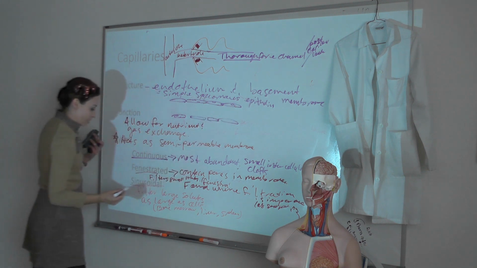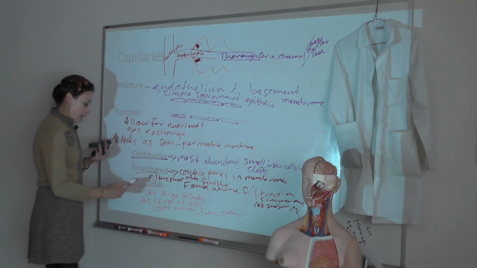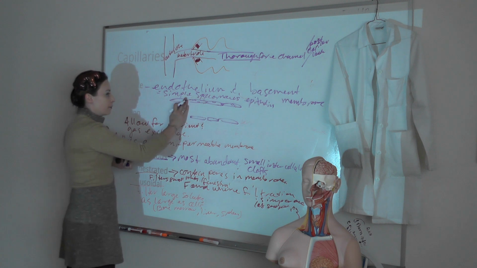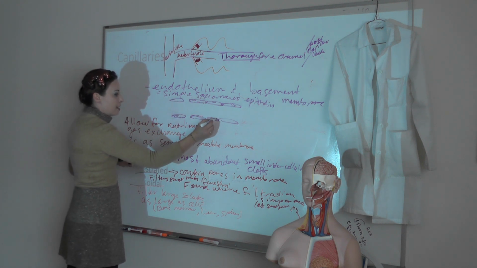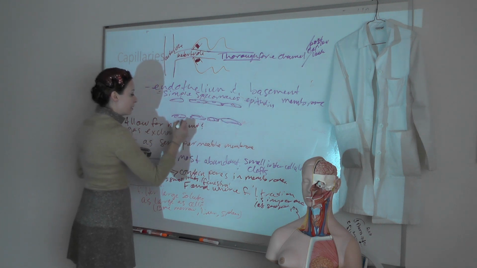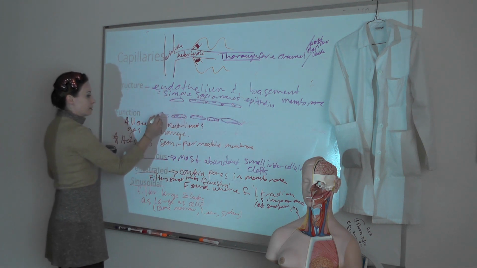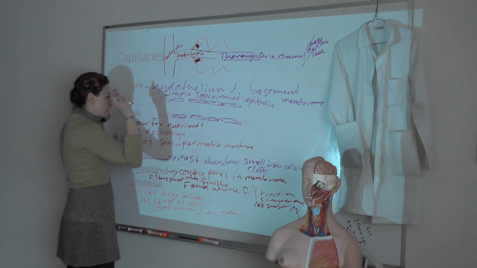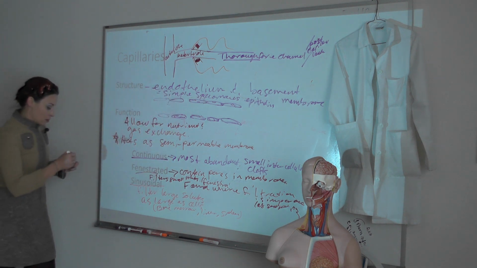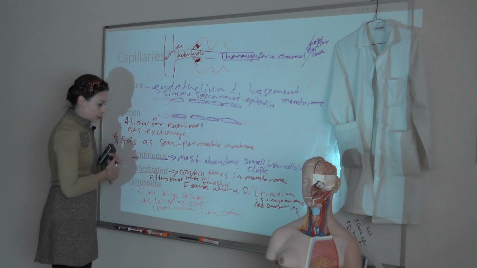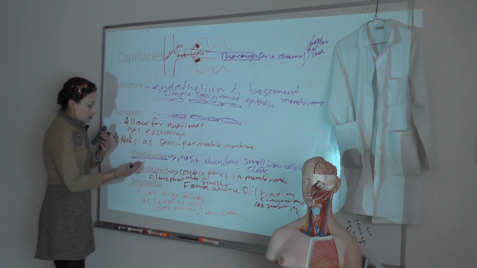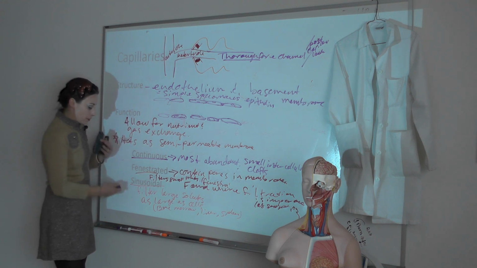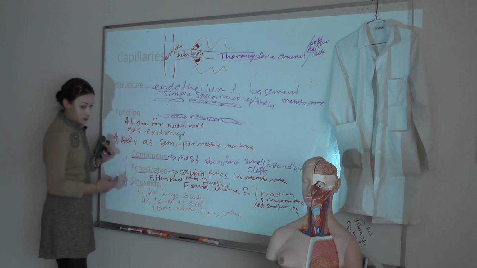In my sinusoidal, those have the highest permeability, and if we look in them, not only do they have these really big openings in their plasma membrane, they have these really big intercellular clefts. And so that's what makes them leaky. It's like these sinuses. So if you're looking at increasing permeability, then our continuous are the least permeable, our sinusoidal are the most permeable, so our permeability increases this way down the board.